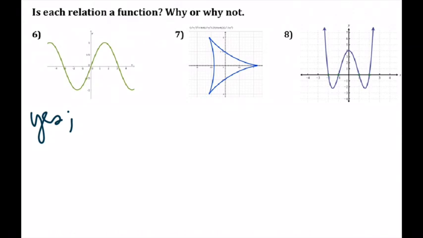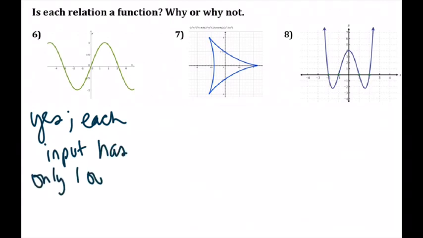Now, the reason is not because it passes the vertical line test. The reason is still because each input has only one output. That's always the reason why. You're not going to say it passes the vertical line test, okay? But each input has only one output. And that's the reason why.